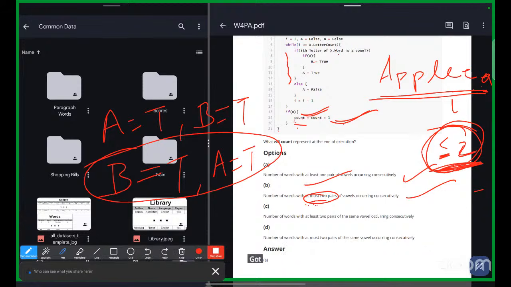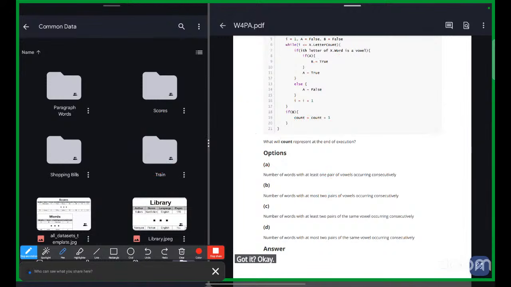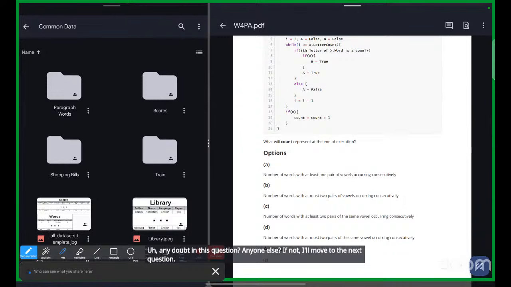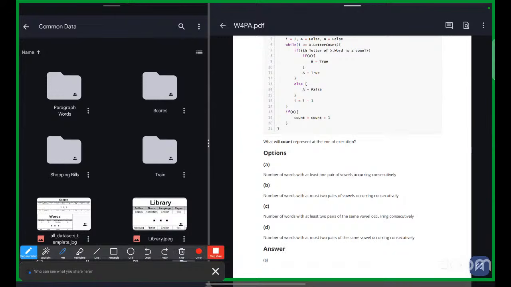Got it? Yes, sir. Okay. Any doubt in this question? Anyone else? If not, I'll move to the next question. Okay.